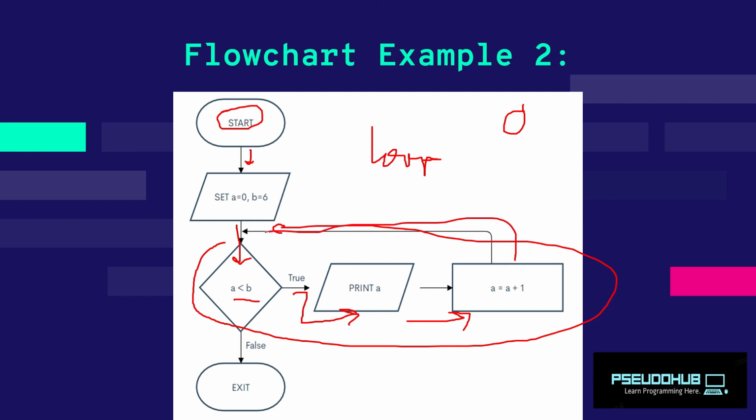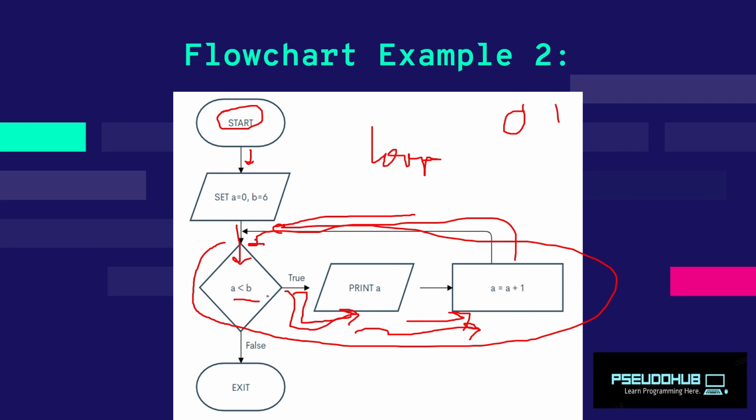Balik na siya diri. Basahon na nimo balik. So 1 less than 6, true pa rin. Print na naman si 1. And then pag nabot diri, nag-add na tawon og 1 kay A. So magiging 2. So balik na siya diri. So 2 less than 6, up until mahuman jud niya ang condition until mag-false siya.